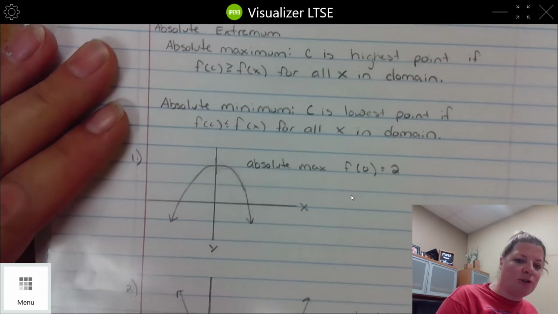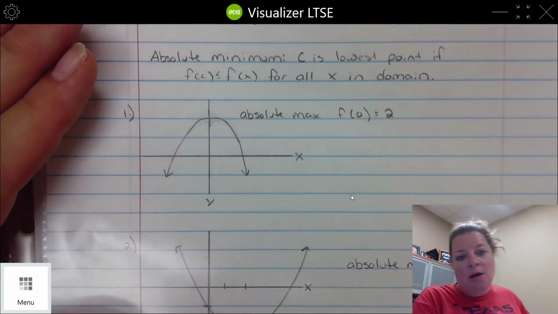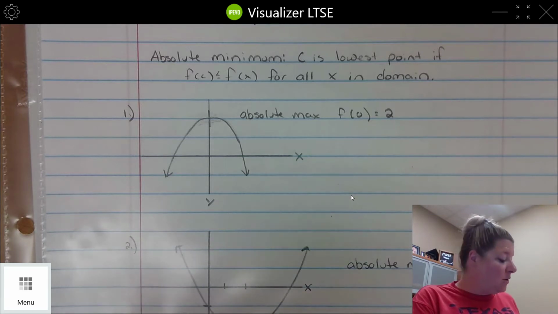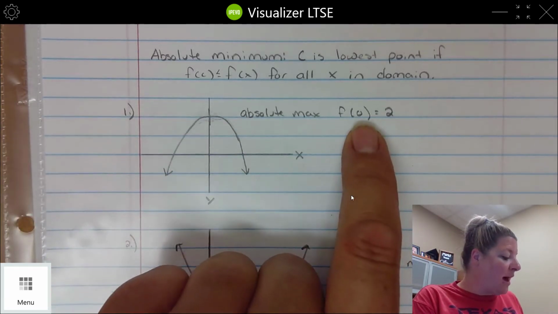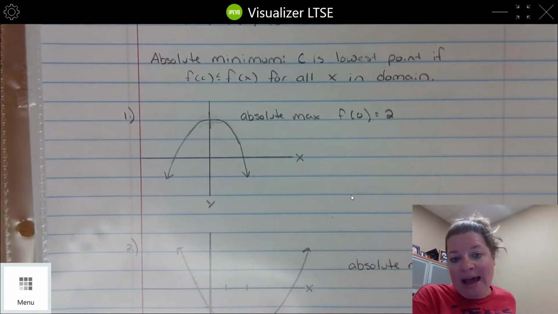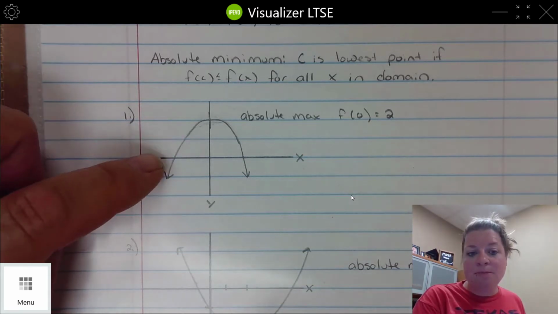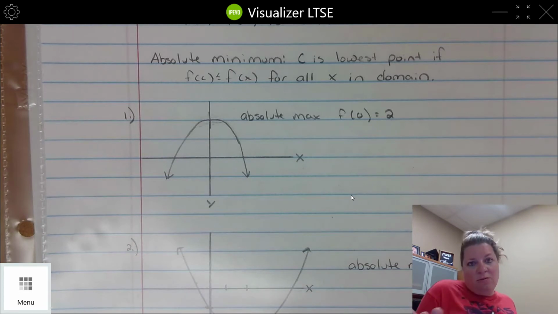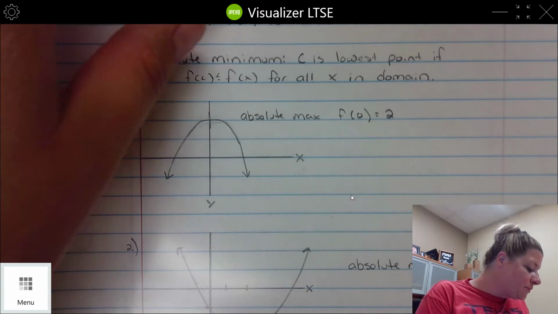So let's look at this first little graph here I have in question 1. If we look at this, we have an absolute max at 2. So it's at the point (0, 2). So x is 0, y is 2. And so that is our absolute max. Do we have an absolute minimum on this one? No, because those arrows go down forever and ever, so they don't stop. They have to stop for us to have an absolute one.